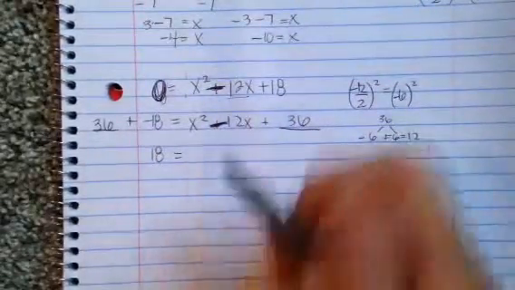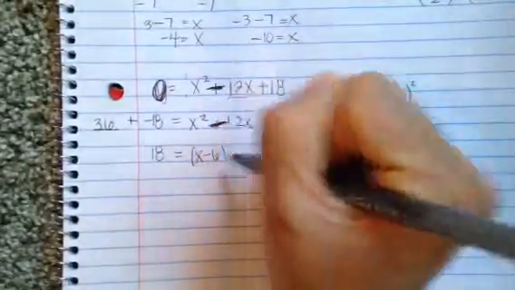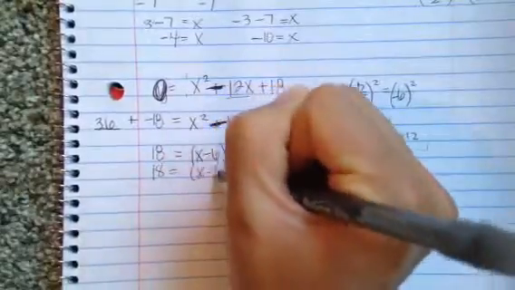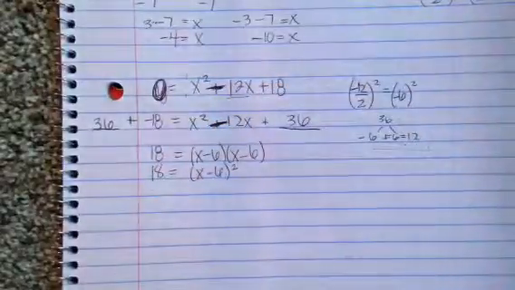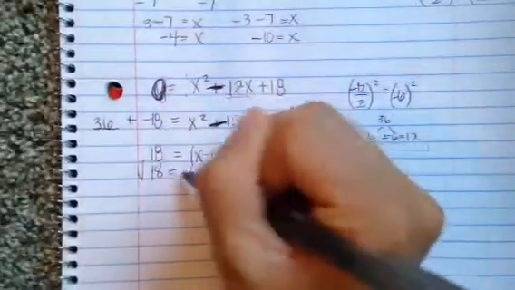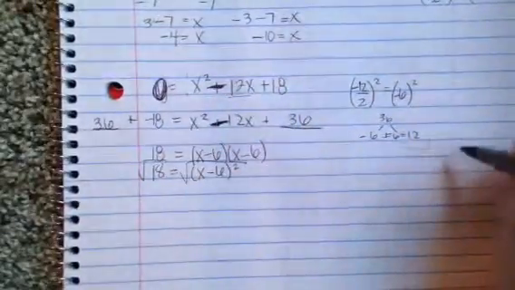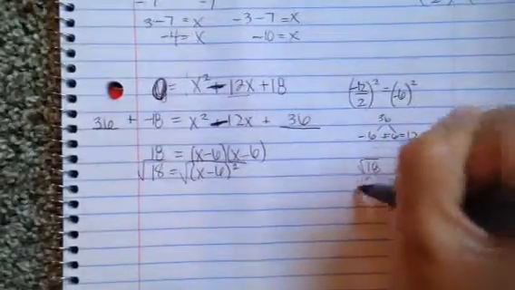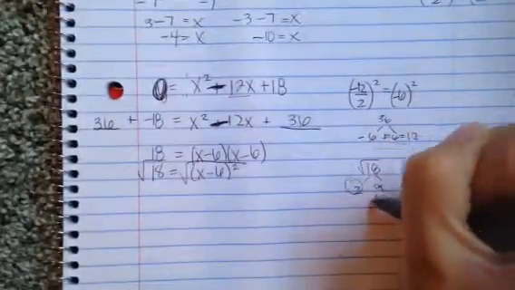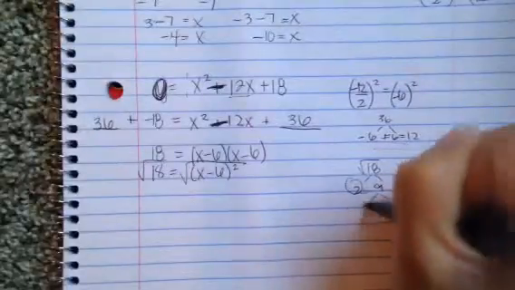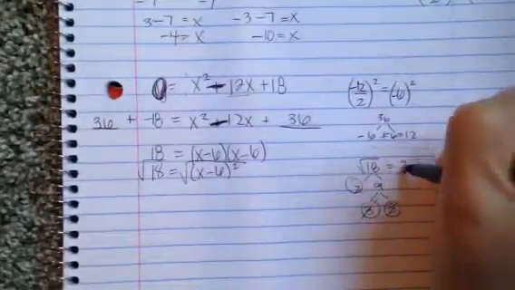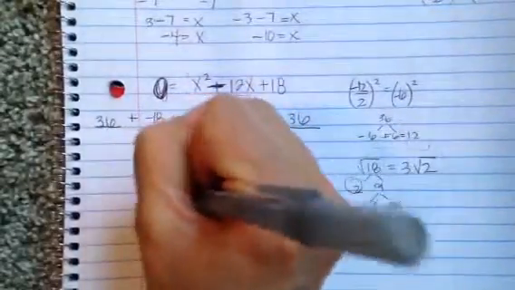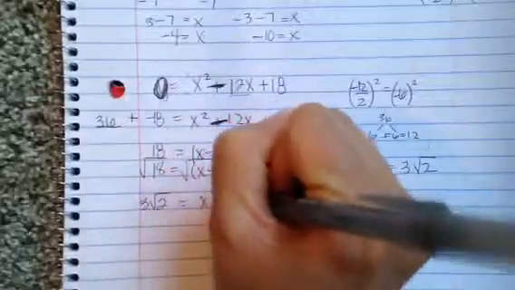Okay, so then this makes this x minus 6 and x minus 6, which is x minus 6 squared. And then I would square root both sides. So I got to do square root of 18. I'm going to do it right here. So 2 and 9, 3 and 3. So a gang of 3 and a 2 is stuck inside. So 3 root 2 equals x minus 6.